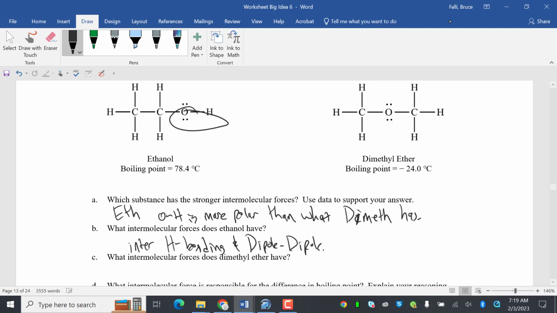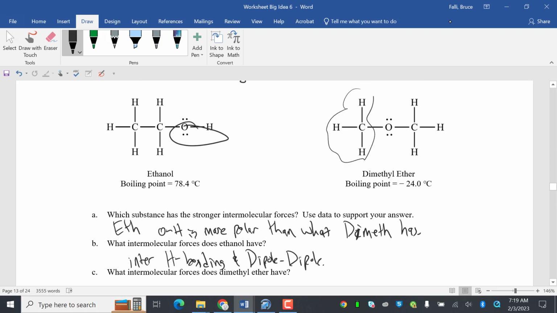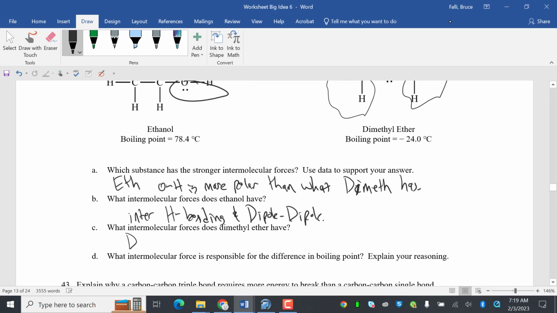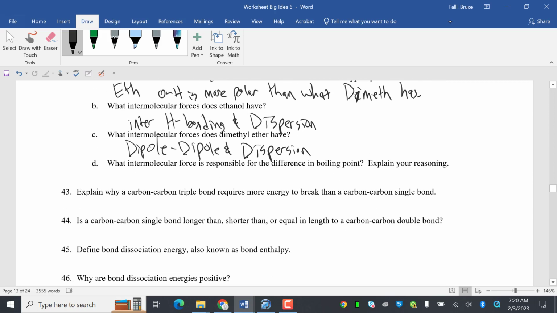What intermolecular forces does dimethyl ether have? Okay, so these are all nonpolar parts, but the little bit of O right there makes it polar. So it just has dipole. Oops, I put dipole, and I believe I said dispersion. You don't have to put dipole when you say H bonding, but you do have to put dispersion. Dipole and dispersion. And that dipole is going to be very weak because it's buried into the nonpolar things.